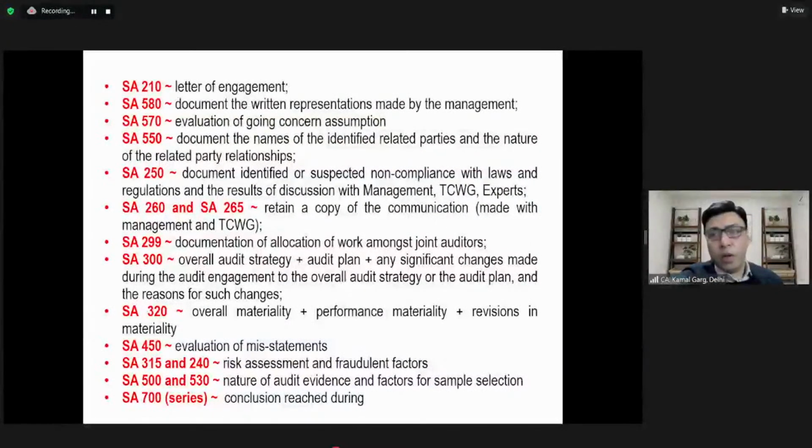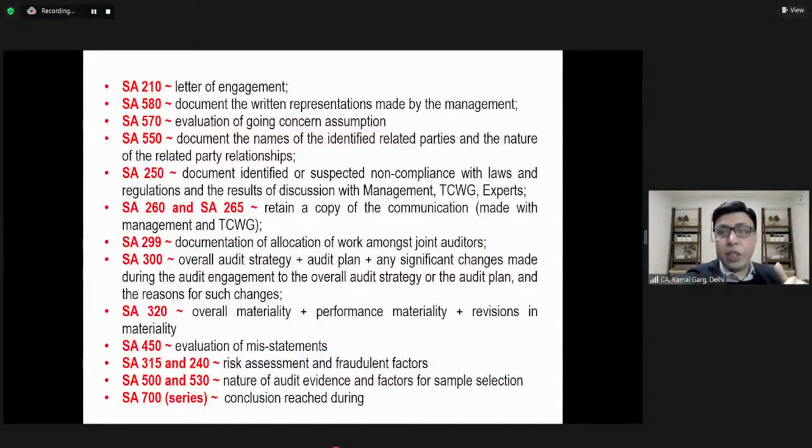Then is SA 450. We always discuss this thing in the beginning, evaluation of misstatements. Remember the question of FIFO-LIFO valuation. That is SA 450. Then is SA 315 and 240. That means you have to document the risk you assessed and the fraudulent factors you came to know. For this SA 315, also we discussed one case study in the beginning. Then is SA 500 and 530.